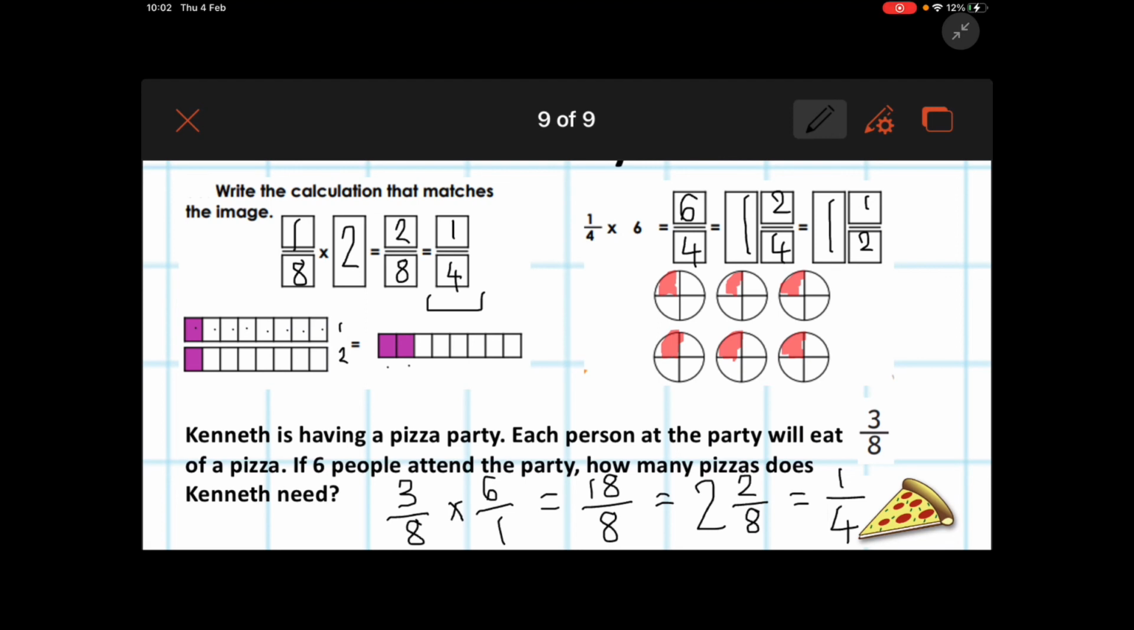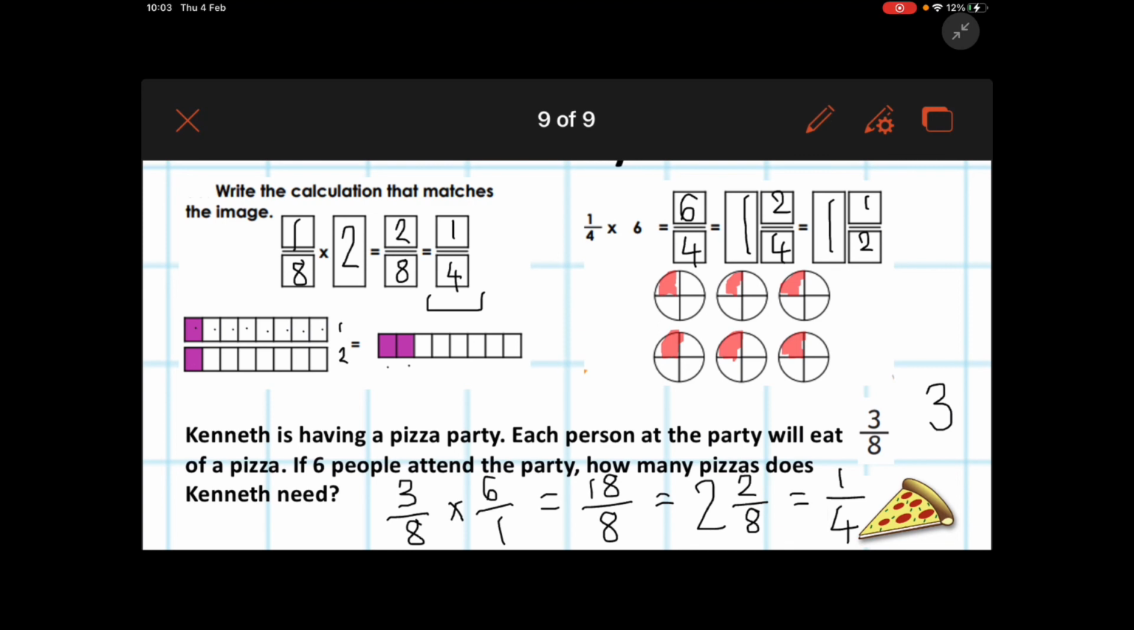Kenneth is having a birthday party. Each person at the party will eat 3/8 of a pizza. If 6 people attend the party, how many pizzas does Kenneth need? Well, he needs 2 whole pizzas and 1/4. But he can't buy 2 whole pizzas and 1/4 of a pizza, so he'll have to buy 3 pizzas to make sure that there is enough for everybody. So the actual answer is 3 pizzas.